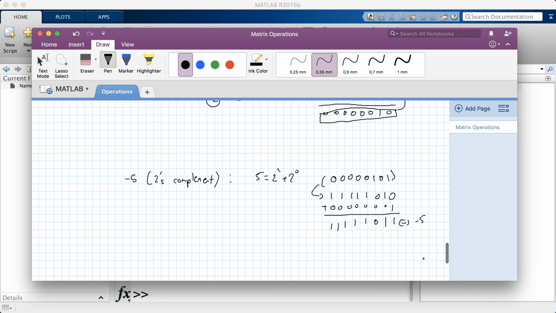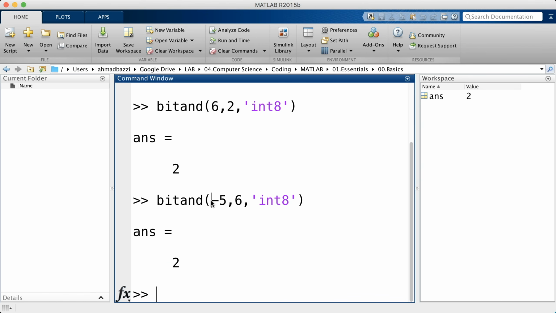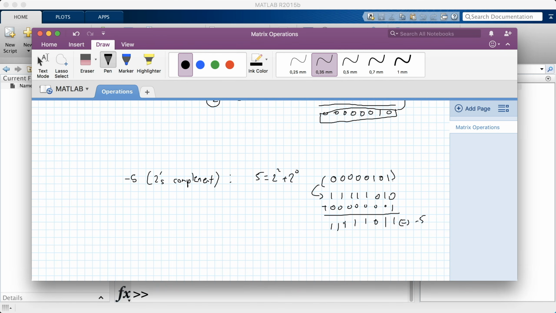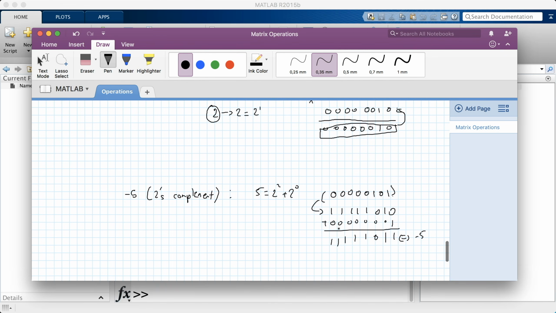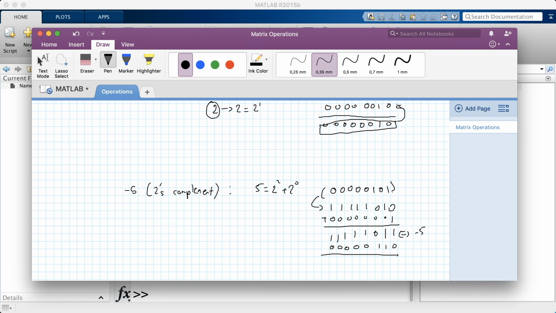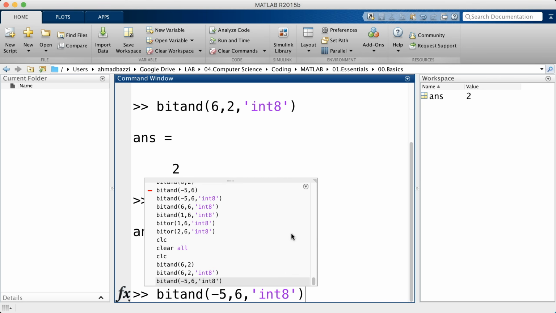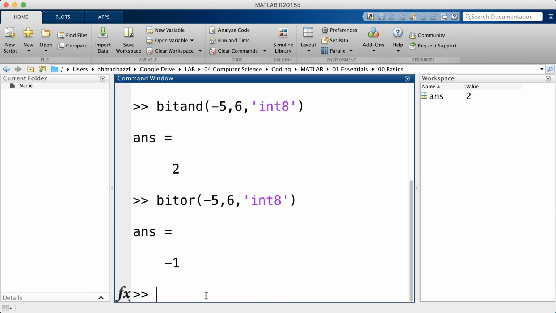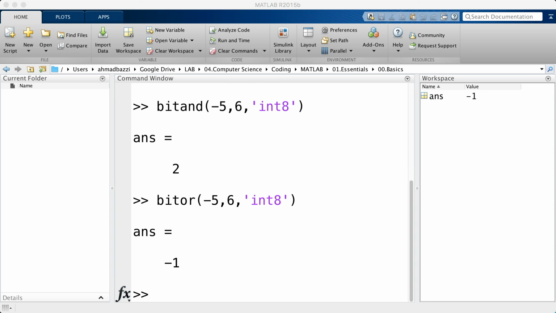Now let's do a bitand of minus 5 with 6. So this is my minus 5 and my 6 would be right here. I'll just copy this down here for a bitwise AND. So 1 times 0 is 0, 1 times 1 is 1, 0 times 1 is 0, the rest is 0. The equivalent of this is again 2, okay? You can also use a bitwise OR, you get a minus 1. It's the same way, but you use an addition instead of multiplication, right?